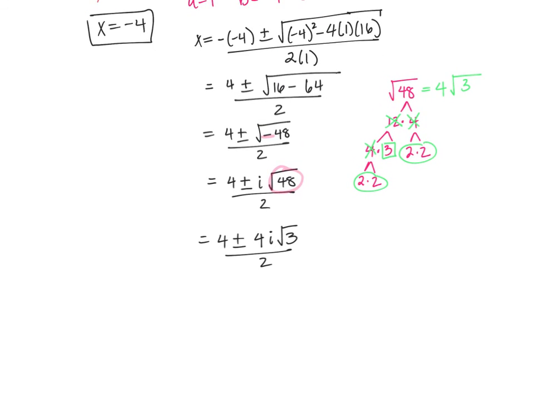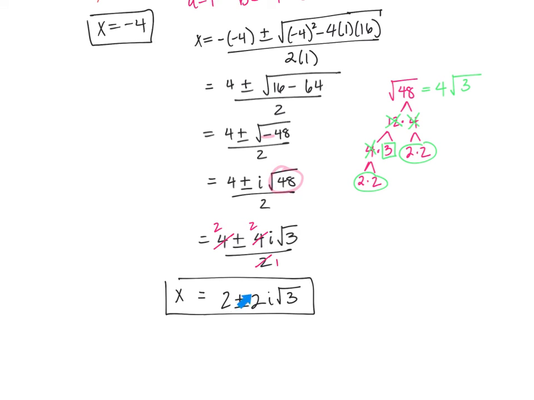All right, from here I could reduce this just a tiny bit more. This is a 4, and a 2. They all divide by 2. So 2 divides into 2 one time, 2 divides into 4 2 times, and 2 divides into 4 2 times. So I can really write this as 2 plus or minus 2i square root of 3. And I'm going to bring down my x now. That was in the front. So I finally have my answer here.